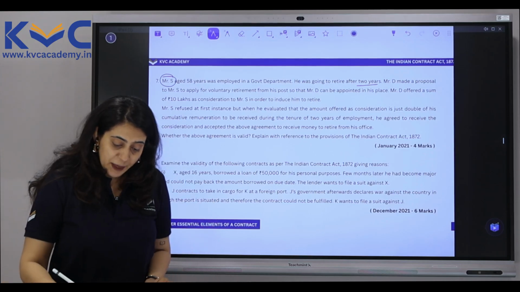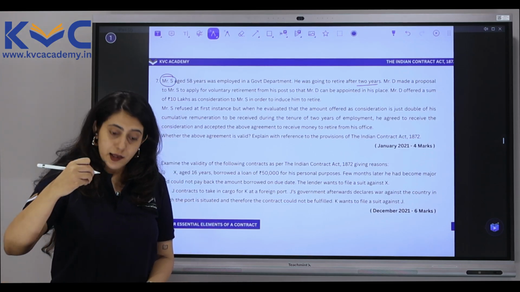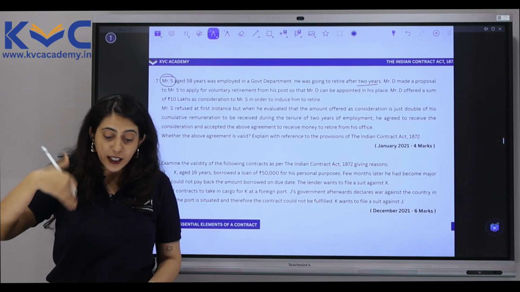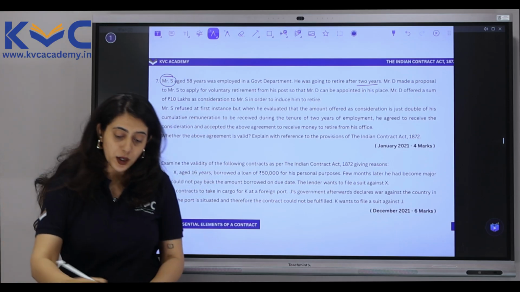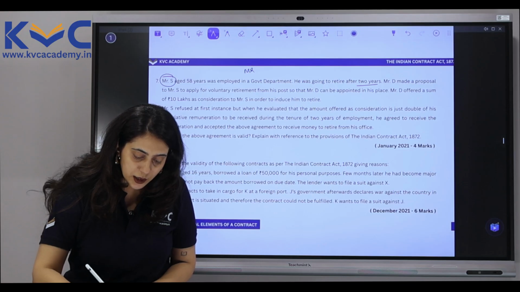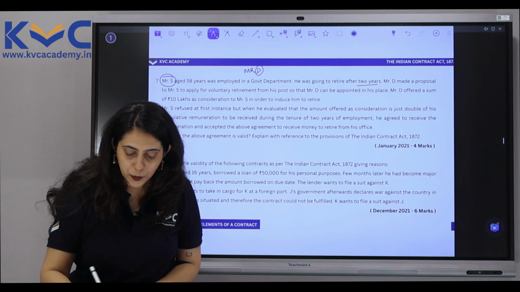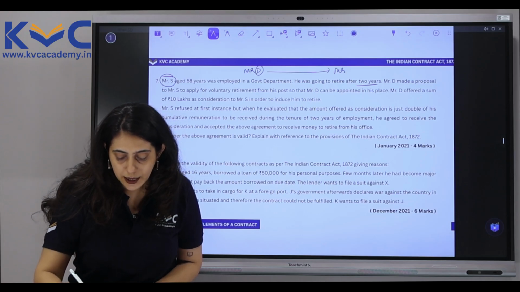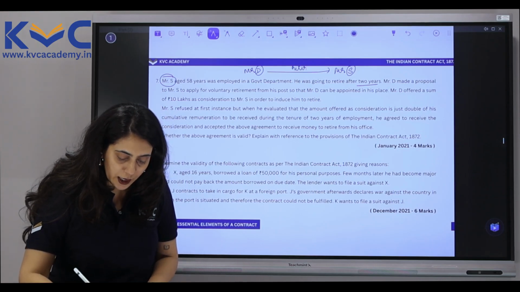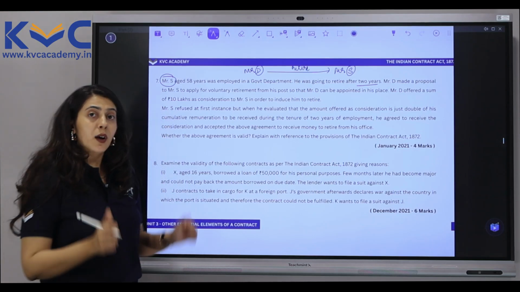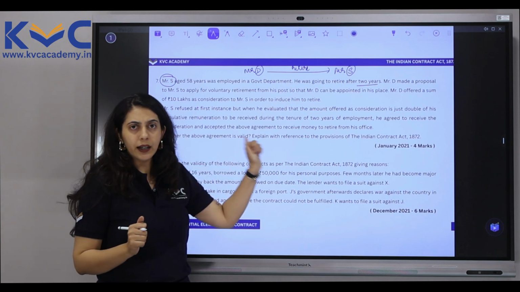Mr. D made a proposal to Mr. S to apply for voluntary retirement from his post at the age of 58 itself. What is Mr. D doing? Mr. D is making a proposal to Mr. S, saying, Mr. S, please retire. Voluntarily, I would want you to retire. Why is he asking Mr. S to retire?